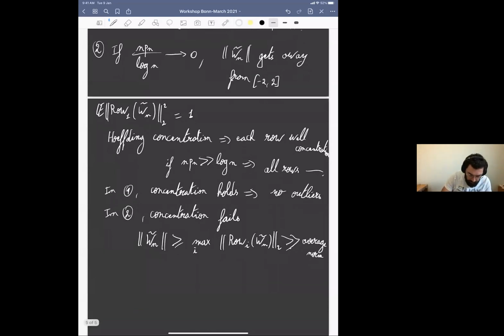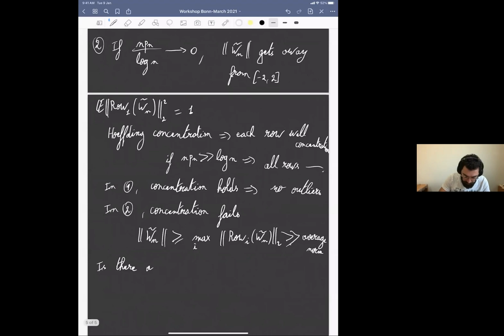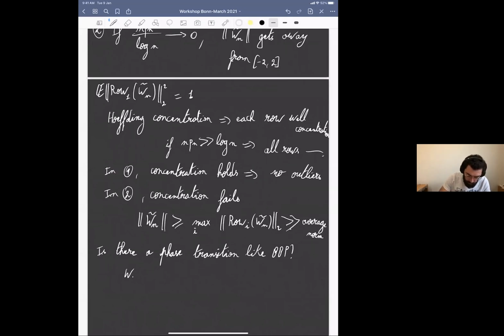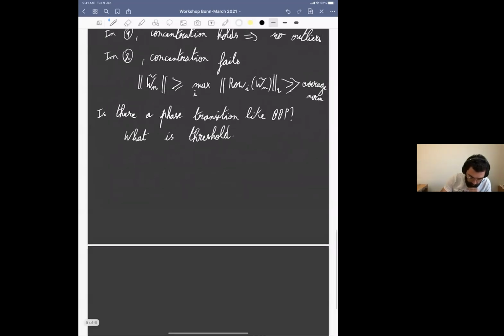So what we are going to ask is: is there a phase transition like in BBP? We see that there are two different regimes where two different phenomena are happening. And we can ask, what's happening around log n? Is there some phase transition happening at some sharp place around log n? Is there a phase transition like in BBP? And if so, what is this threshold? This is basically what we studied with Kostya. So let me state the theorem.